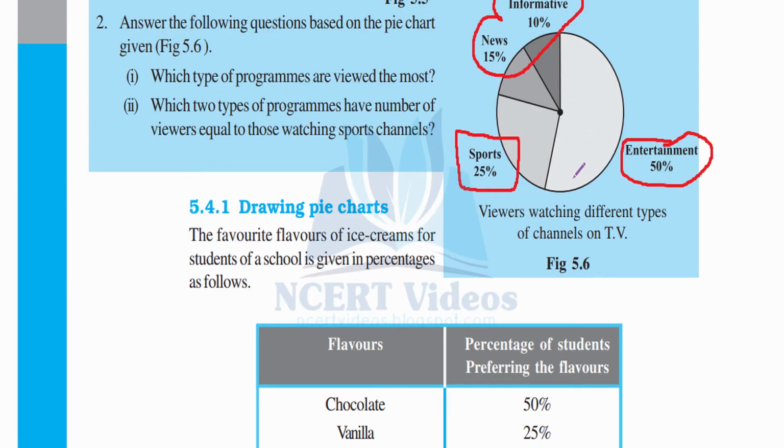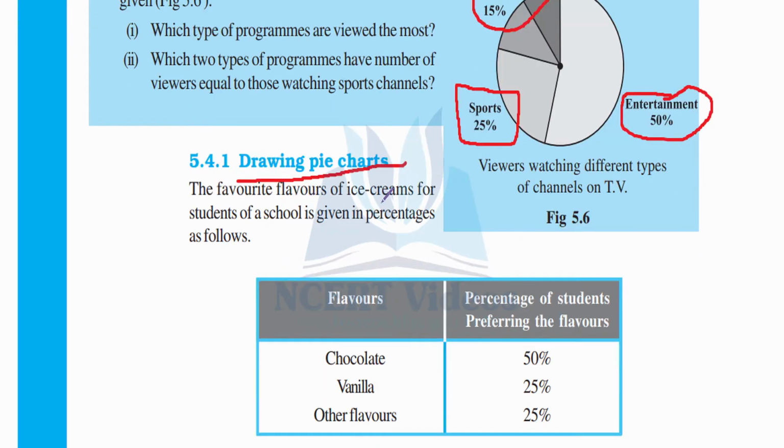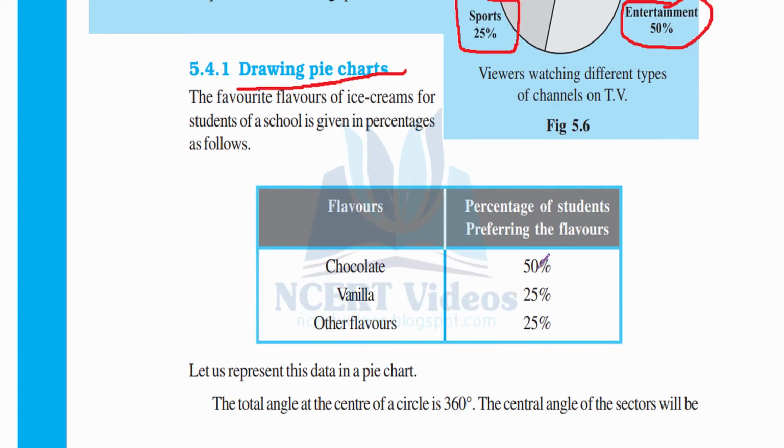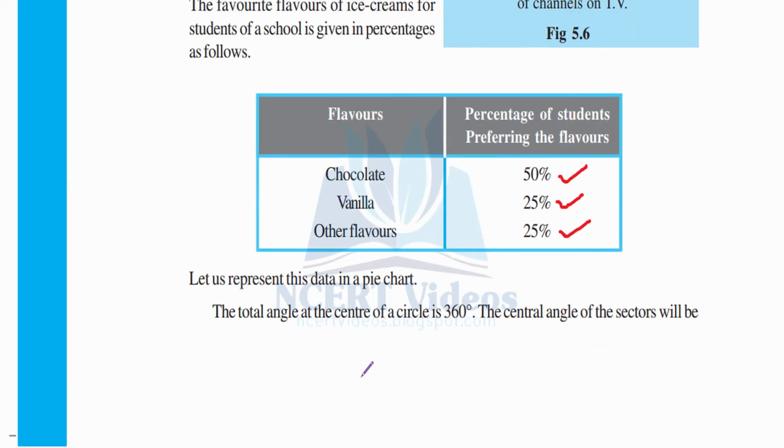After getting the idea about circle graphs or pie charts, now let's understand how we draw these graphs. So, drawing pie charts. The favorite flavors of ice creams for students of a school is given in percentage as follows. Chocolate is liked by 50% of the students, that is half of the total number of students. Vanilla flavor is loved by 25% of the students, and the remaining 25% like other flavors. Now we need to represent this in terms of pie charts. Now let us represent this data in a pie chart.